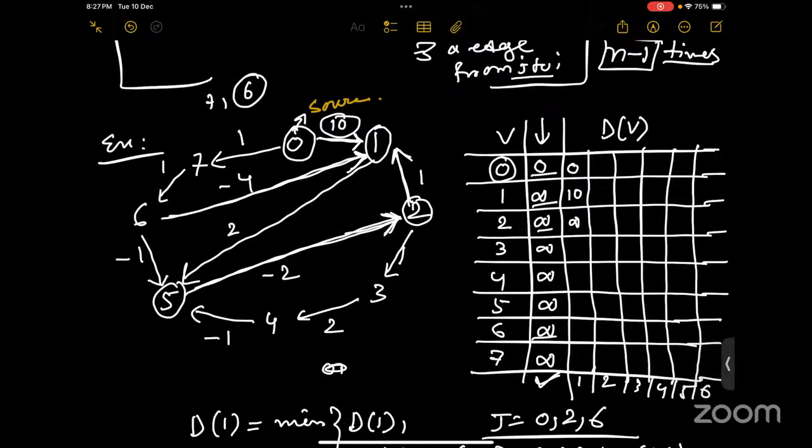Check the number of incoming edges, and then this, right? So infinity. 4? Infinity. Yeah. 5?